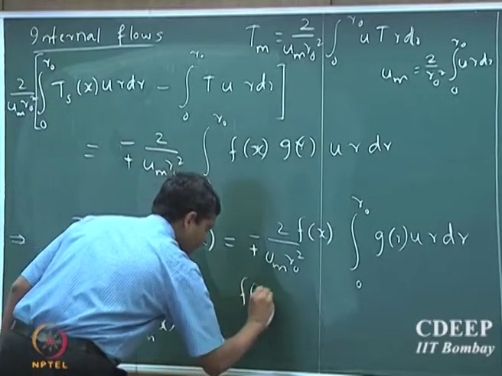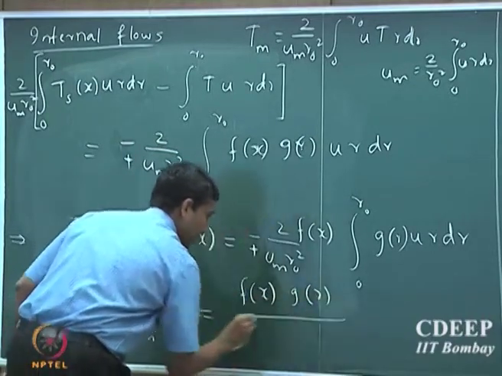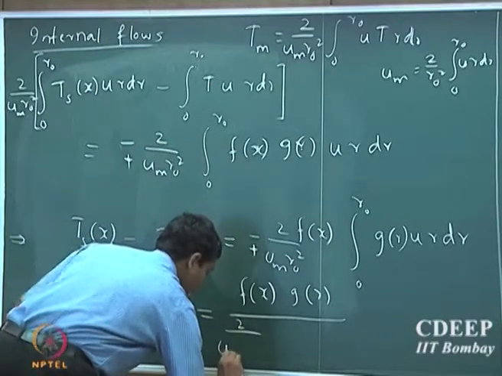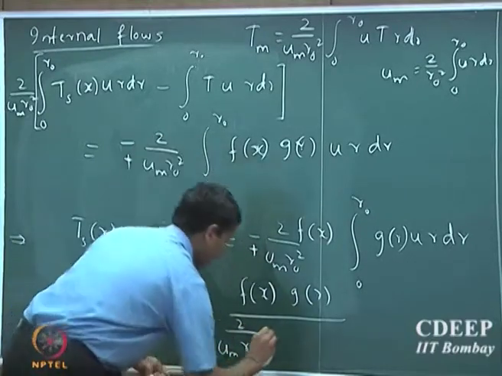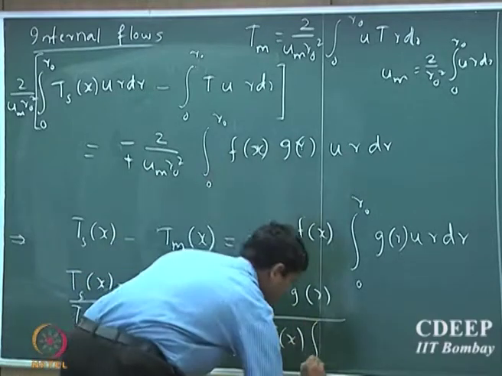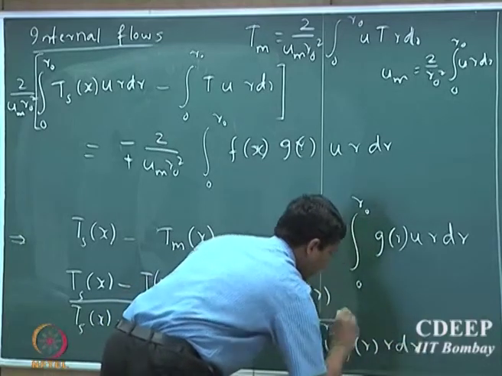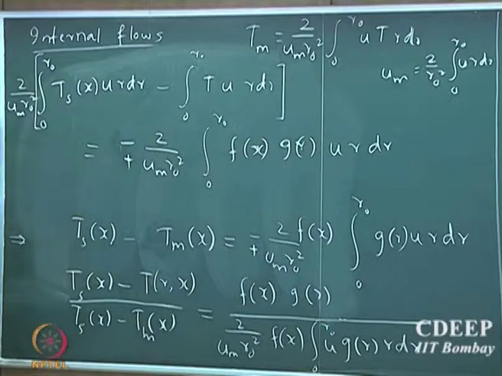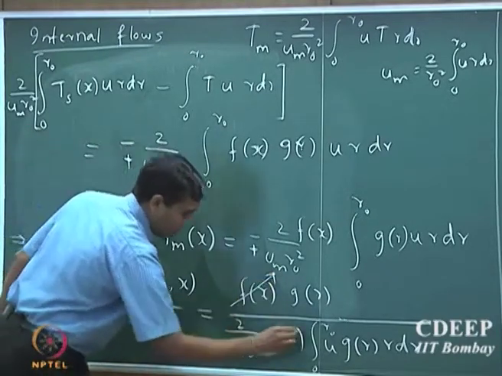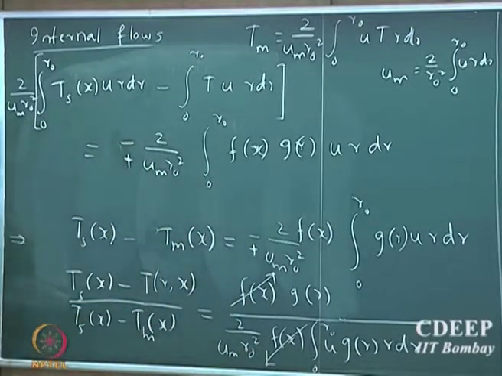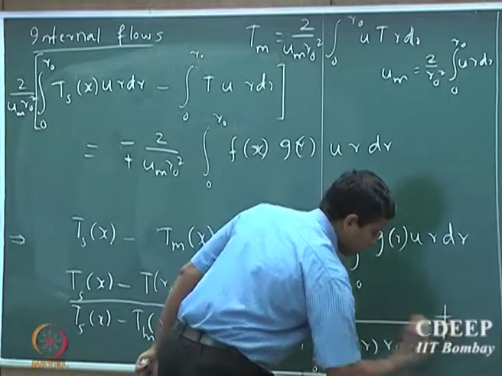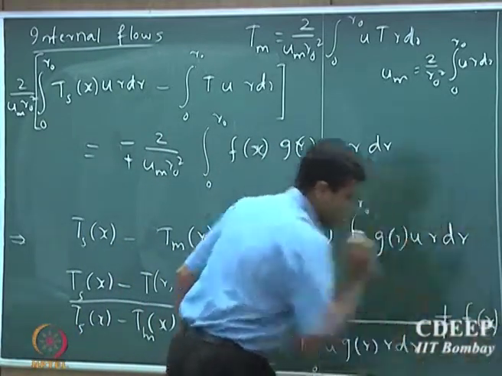Now if I divide these two expressions, what you see is something very interesting. You see f of x g of r divided by 2 by um r naught square into f of x into the integral from 0 to r naught of r dr. All I have done is divide these two expressions, and interestingly the functional form will actually cancel out. The x dependence will cancel out in this ratio, and therefore this ratio is not a function of the x position.